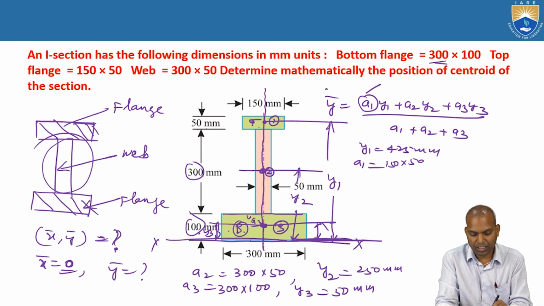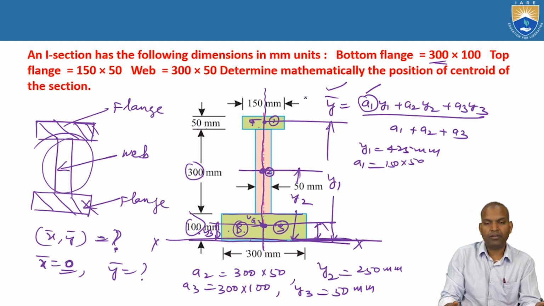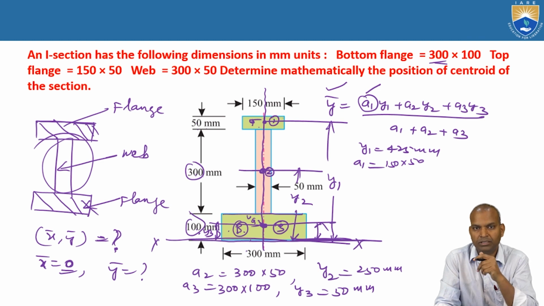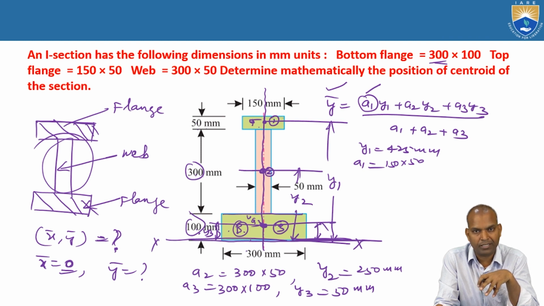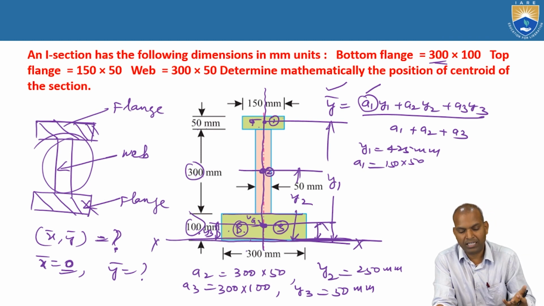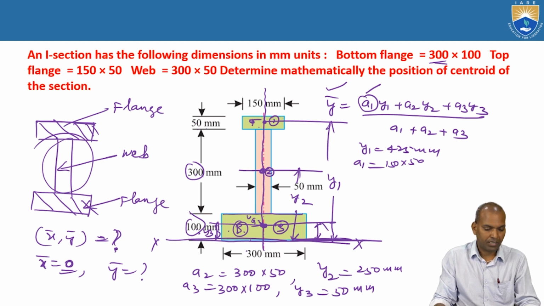Substitute back in the derived expression, bar y equal to the sum of A1 y1, A2 y2 and A3 y3 divided by the sum of the areas of sections 1, 2 and 3. Substitute back, then you'll get the centroid of the section.